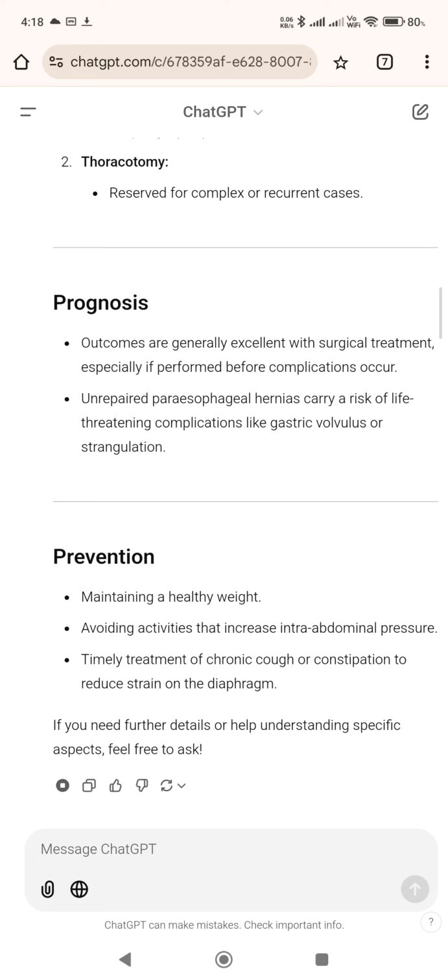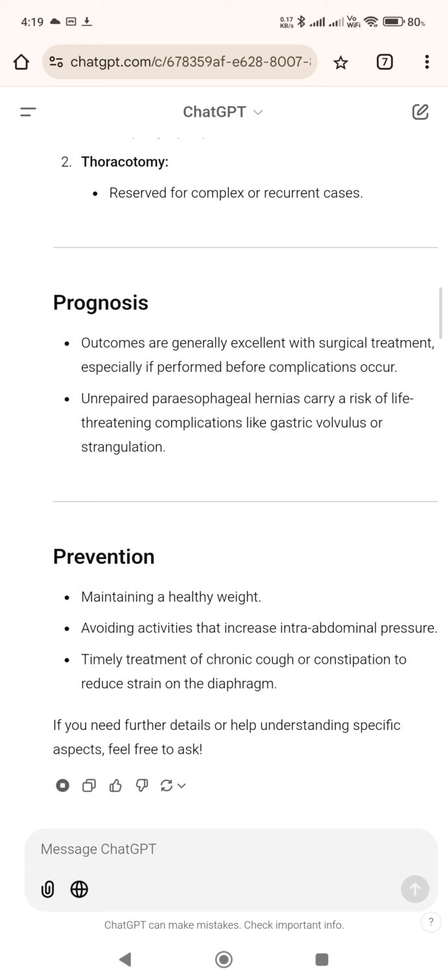Prognosis: outcomes are generally excellent with surgical treatment, especially if performed before complications occur. Unrepaired paraesophageal hernias carry a risk of life-threatening complications like gastric volvulus or strangulation.